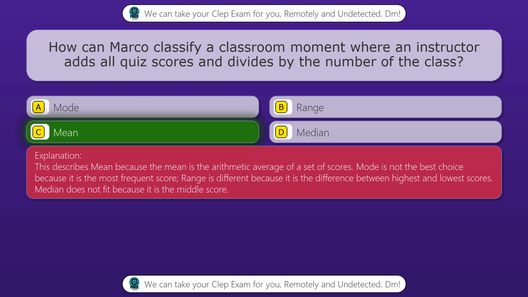Mode is not the best choice because it is the most frequent score. Range is different because it is the difference between highest and lowest scores. Median does not fit because it is the middle score.